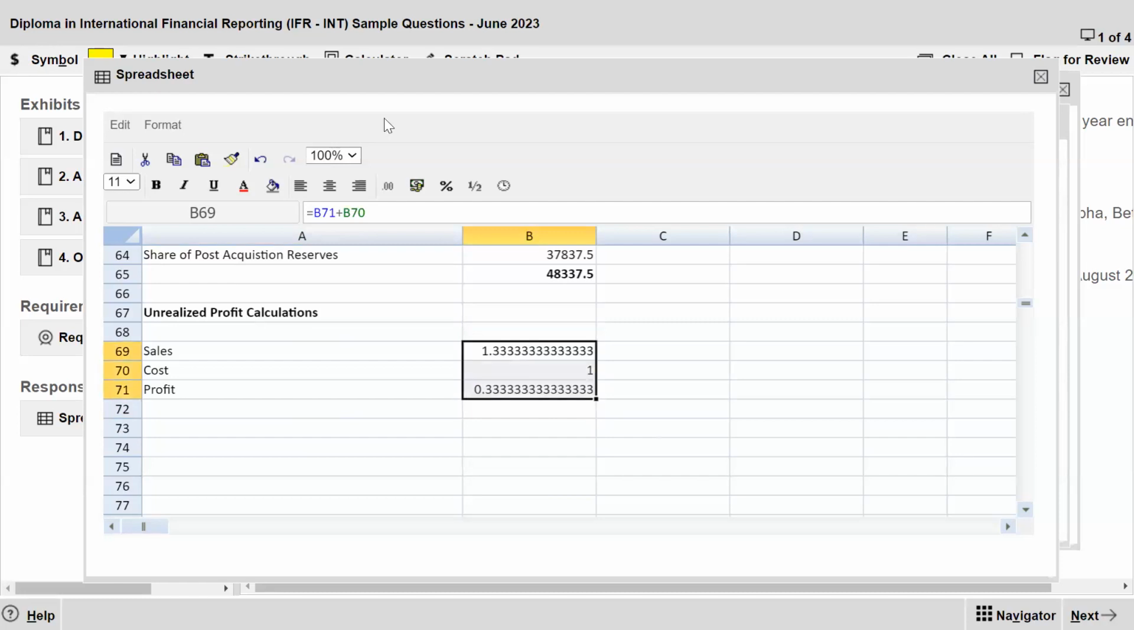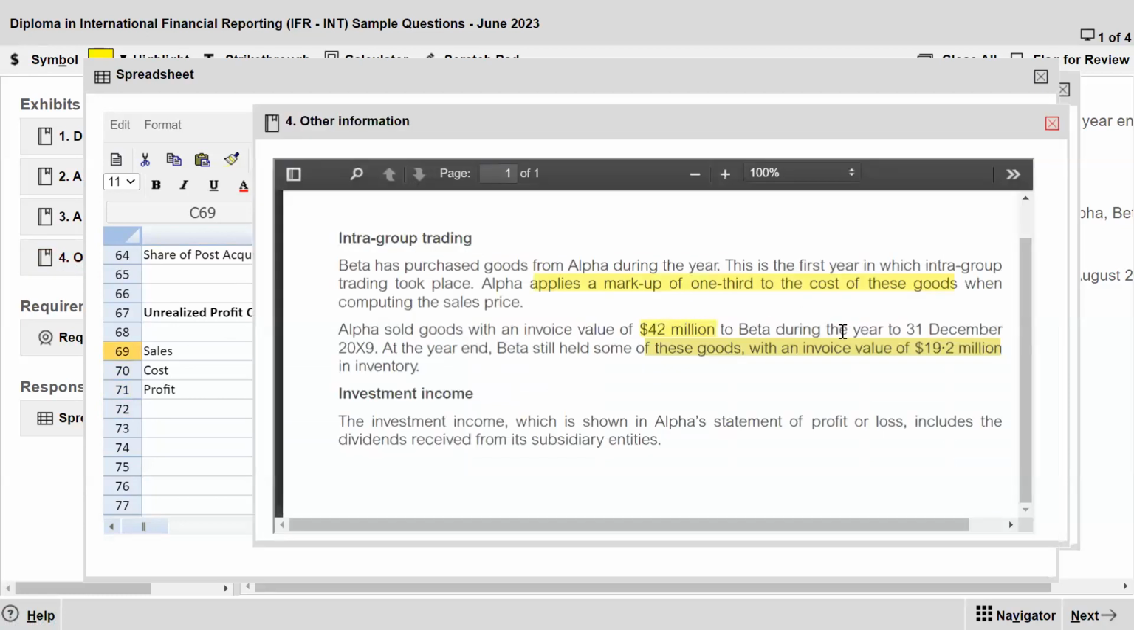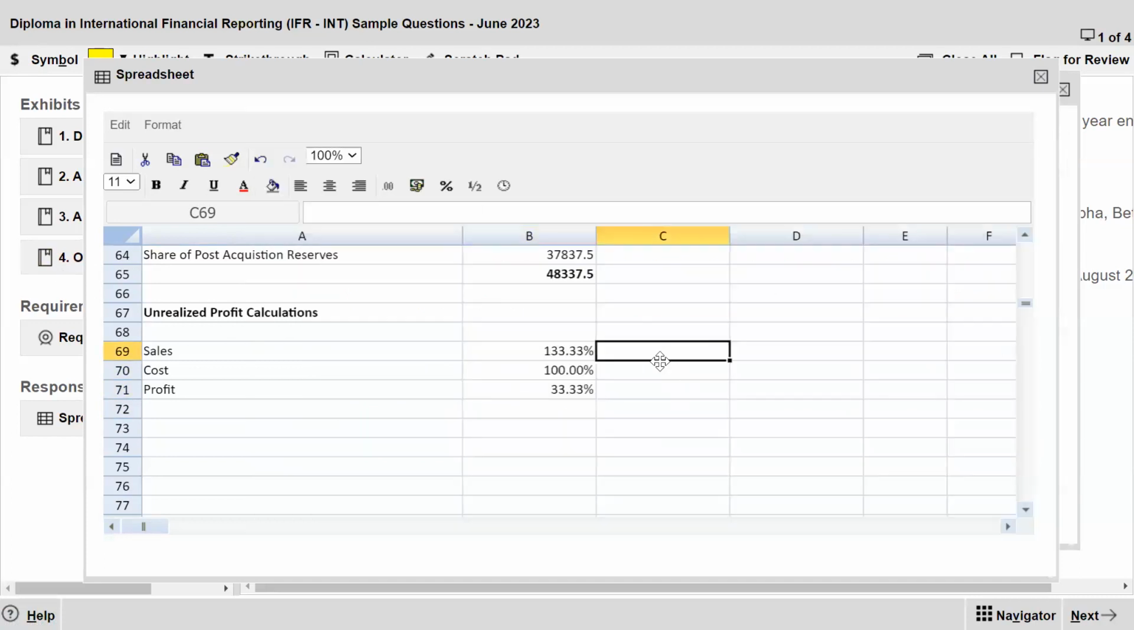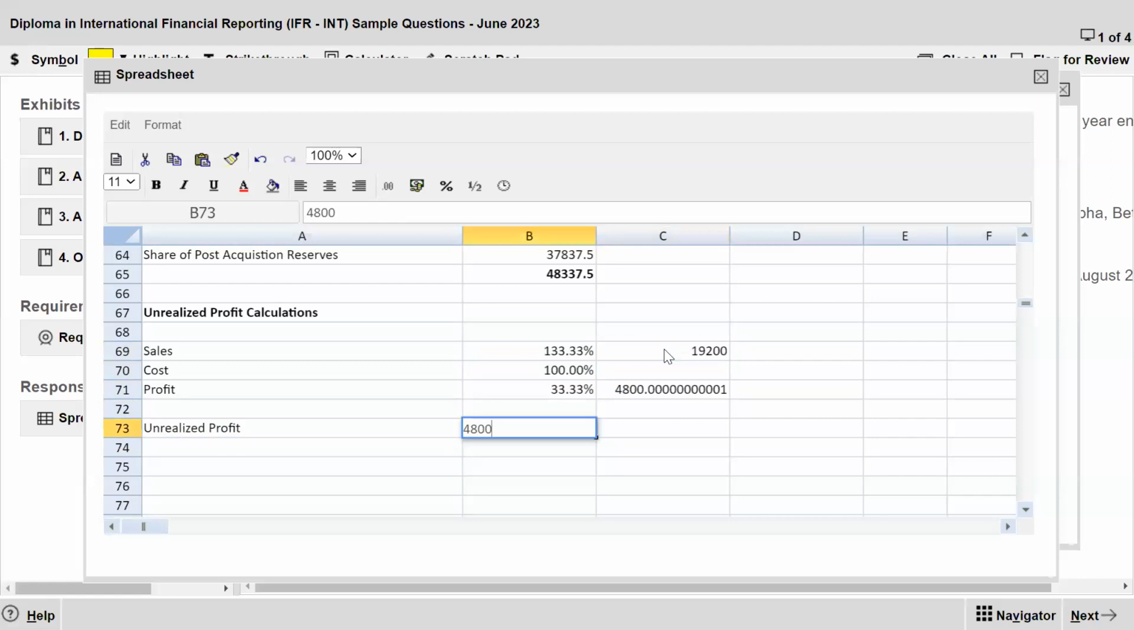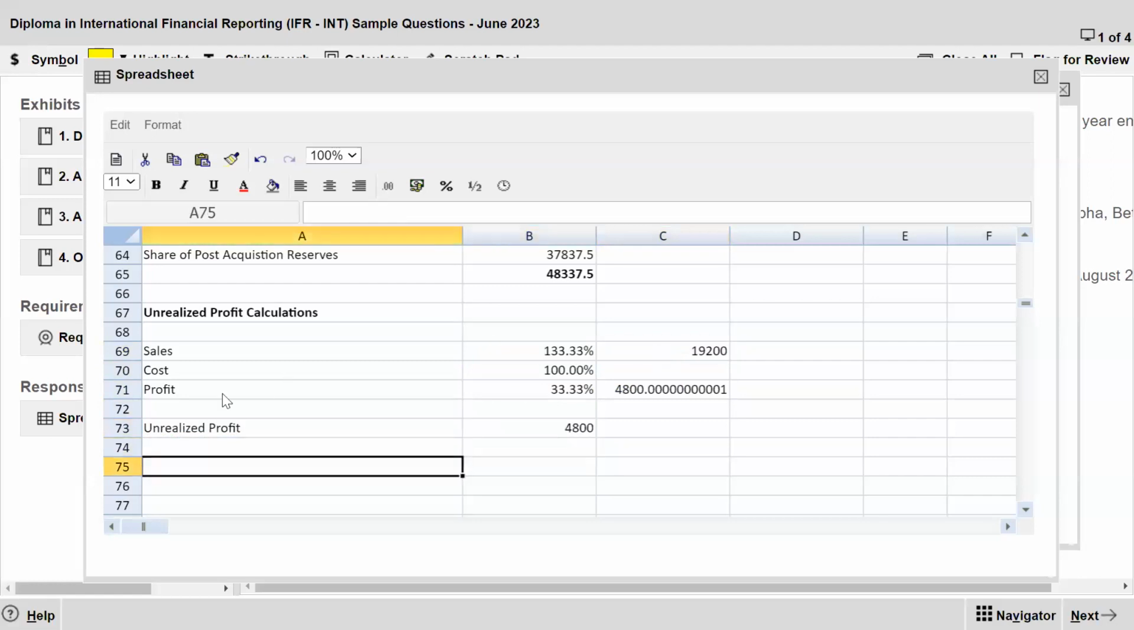Now, if I express all of this in terms of percentages, this is how the percentages are going to be. The sales value should be this. Now we've been given the sales value. 19.2 million is the amount of goods that are remaining. 19.2 means 19,200. So this is actually going to be this divided by this multiplied by this. 4,800 is the unrealized profit amount. So the unrealized profit is 4,800. Is that okay?